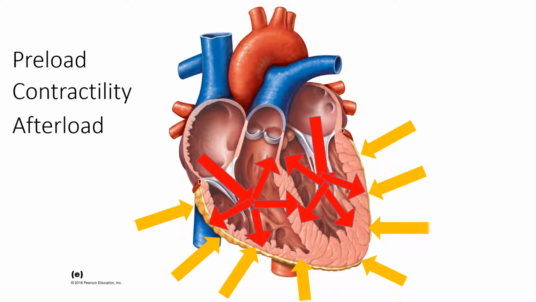Afterload is represented as the blood pressing back against the semilunar valves, the blood pressure within the pulmonary trunk and the aorta. In order to push blood out of the ventricle, we have to contract with enough force to overcome that afterload. So as afterload increases, either the contraction of the heart has to increase by contractility or preload, or the volume of blood being ejected will get reduced.